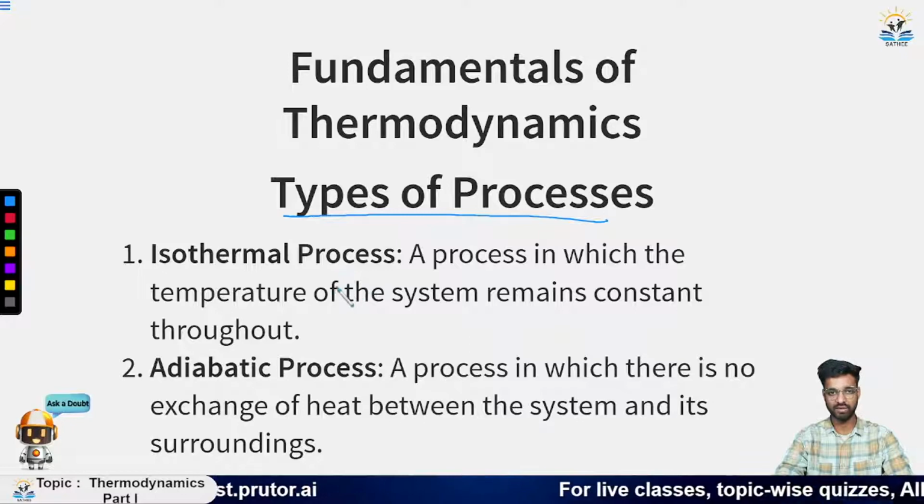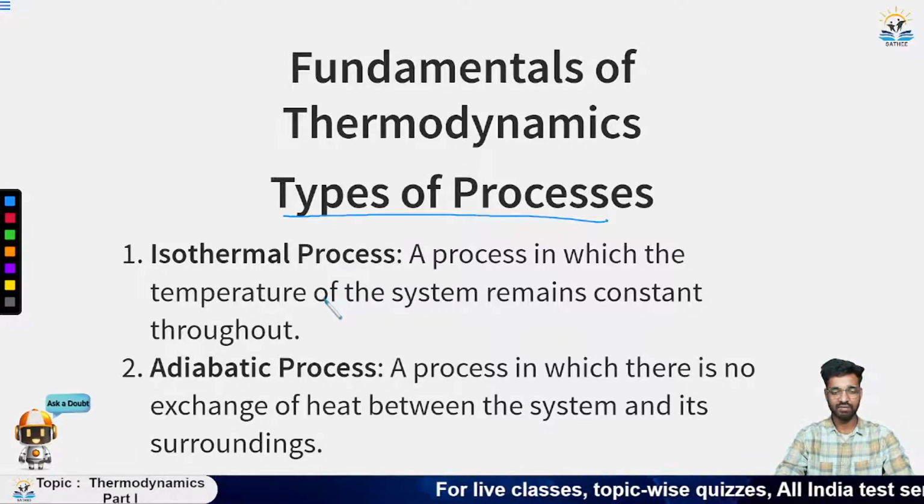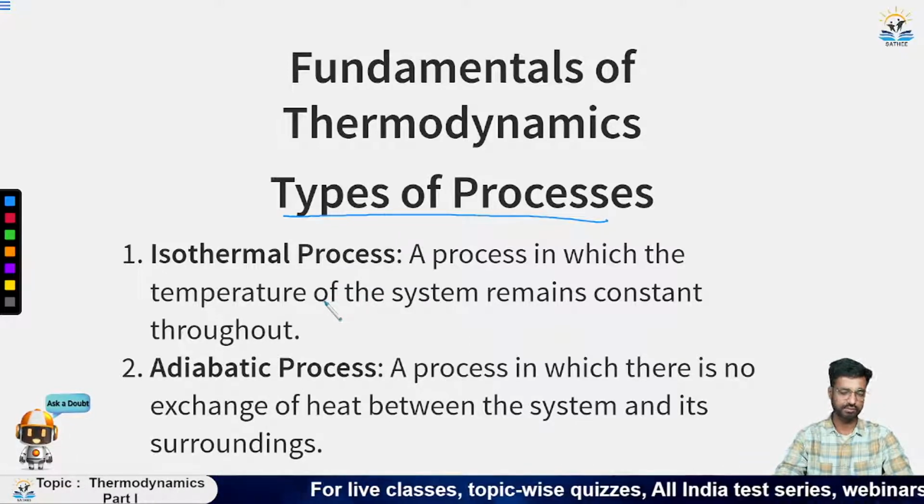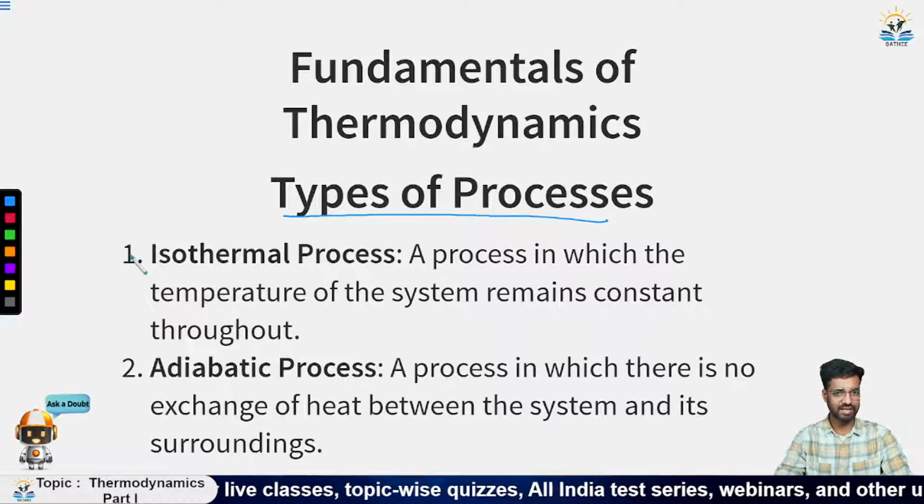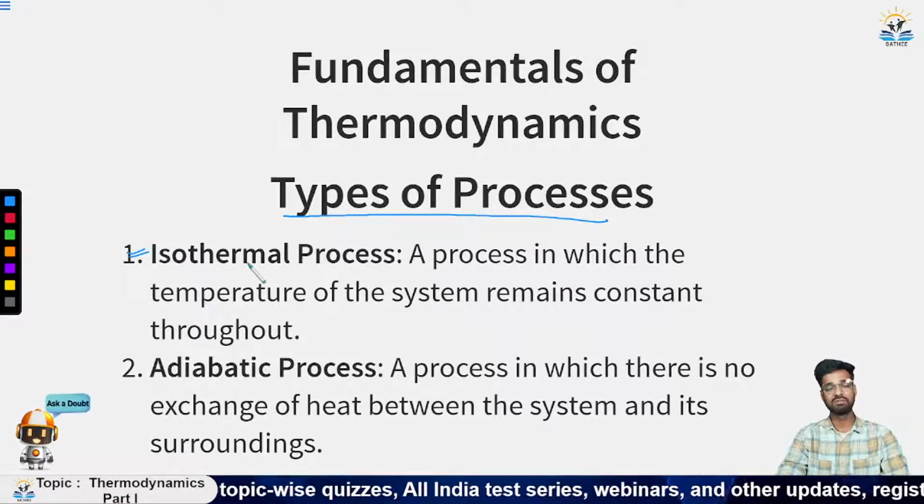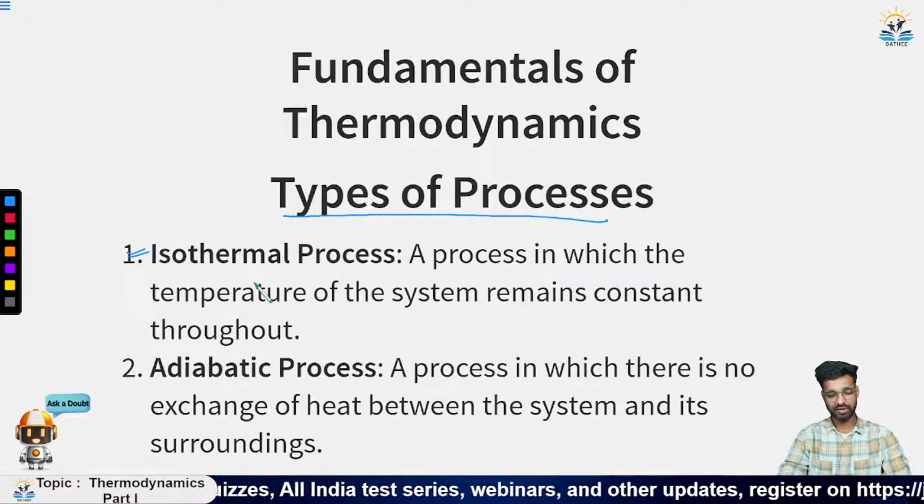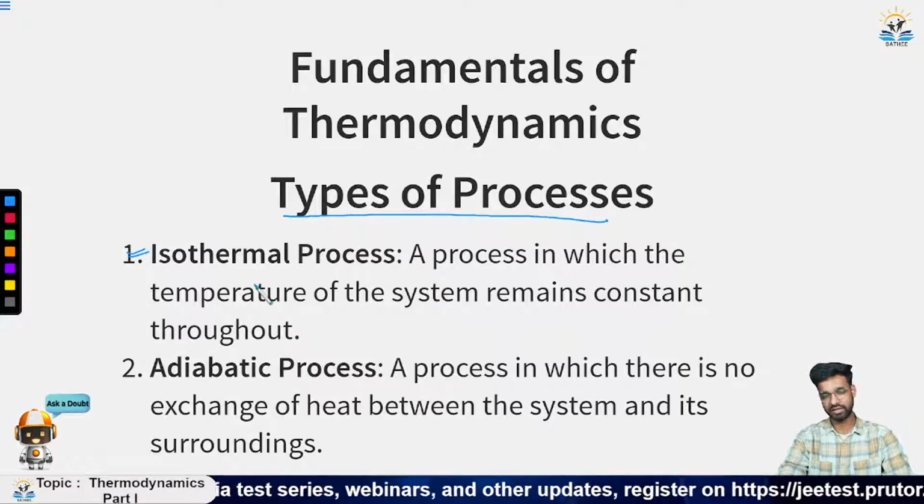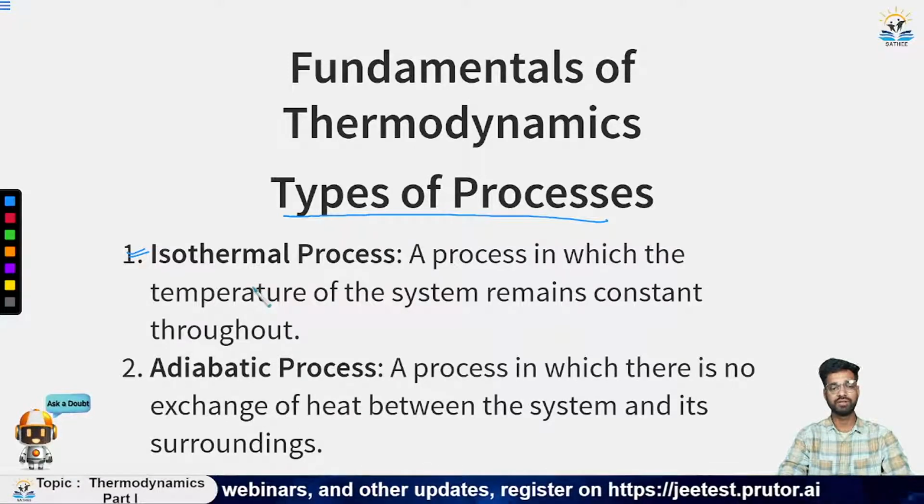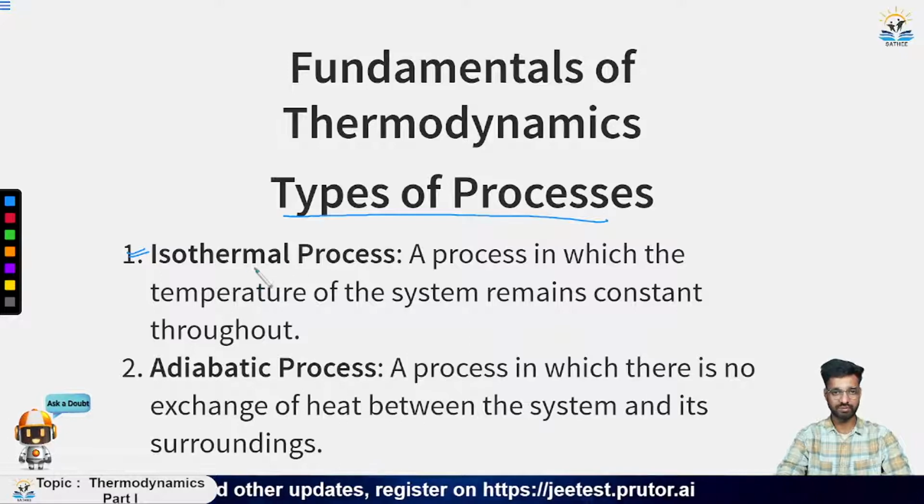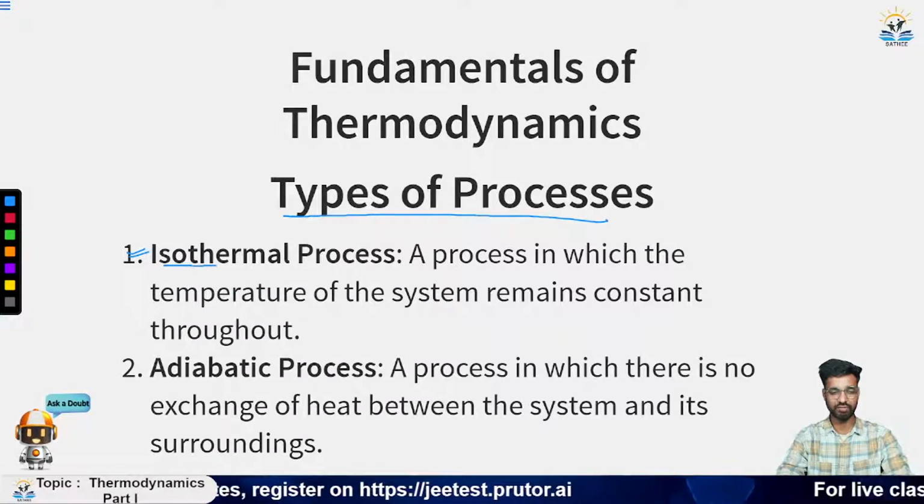So we will have isothermal, adiabatic, then we will have isobaric, isochoric, and all of those. The first one is isothermal. So what is an isothermal process? Later on we will calculate these functions, or you can say these properties of these processes, one by one. So you must keep in mind these processes' definitions always.